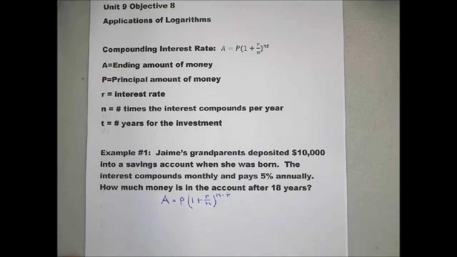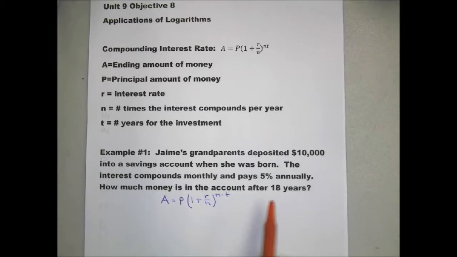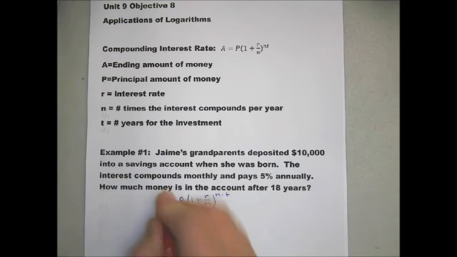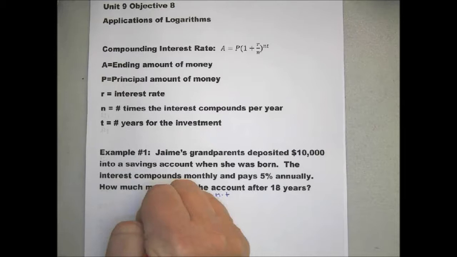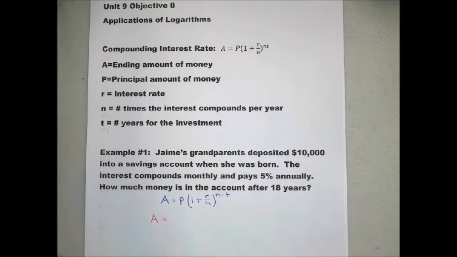Well, we're going to use this formula right here, and hopefully you have in your notes what all of these different notations mean, but even if you don't, I've got them right up here so you could jot them down. They're also in the PDF. So let's start with the A, the ending amount of money. Well, that's what we're trying to figure out. So A is still A, but then everything else is known.